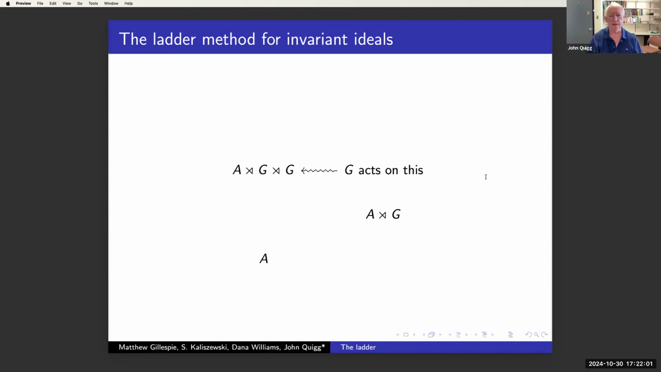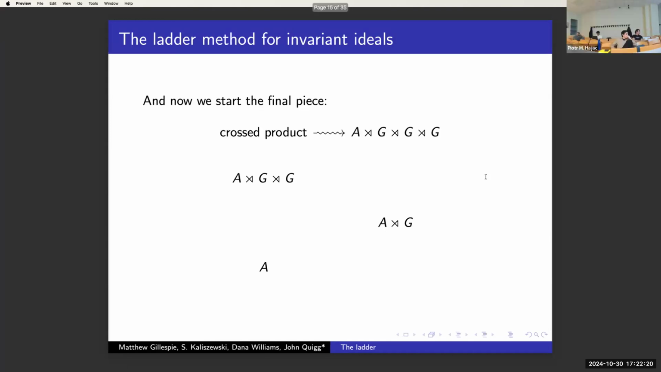And again, by the general theory of cross product duality, because that's a cross product by a coaction, there's an action of G on that, a dual action. G acts on that. And again, once we have an action of G, we can continue. So the last piece will be the cross product by that action of G. So now we have A cross G cross G cross G. So the final piece, the final bit on the right, is the cross product by that action of G.